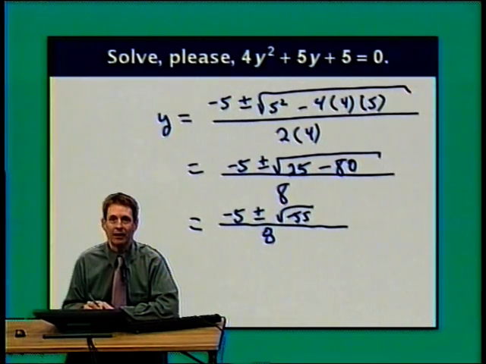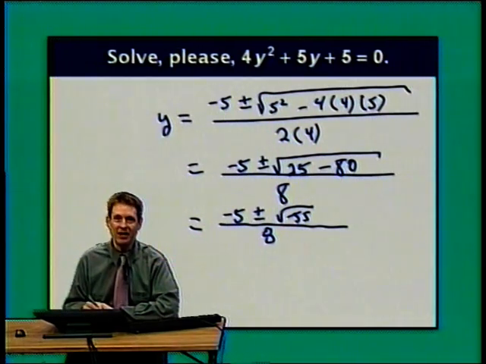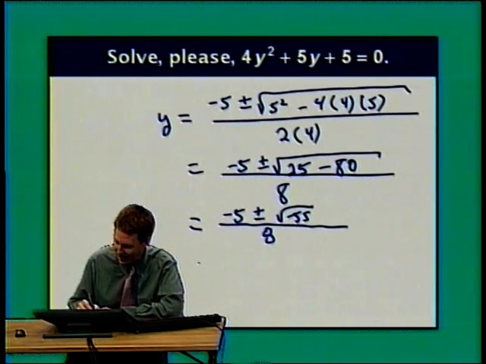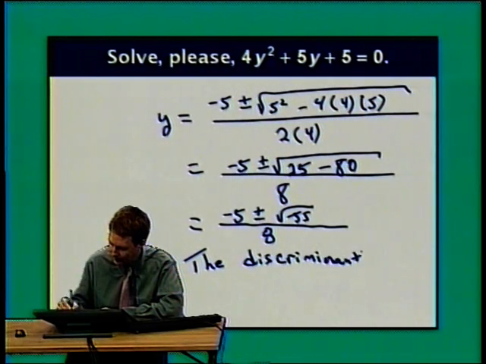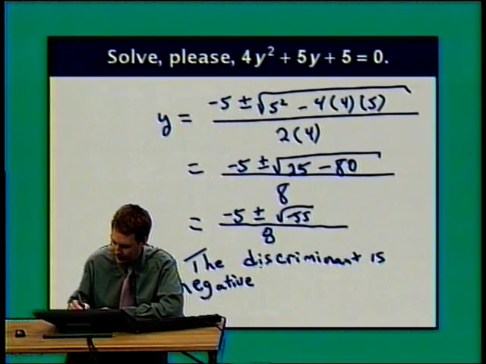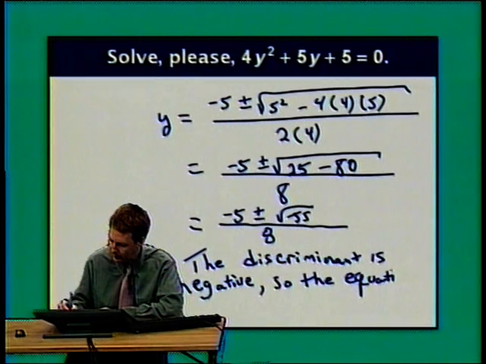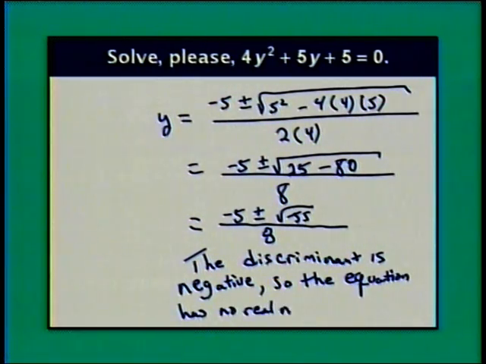So what does that mean? That means my equation has no real number solutions. That's no big deal. It's actually less work because I don't need to check my solutions. So the discriminant is negative. So the equation has no real number solutions.